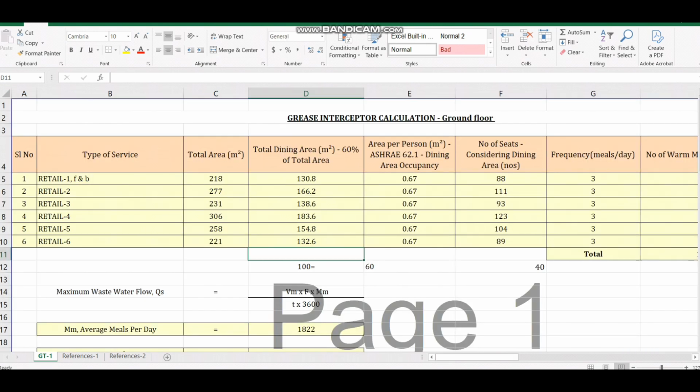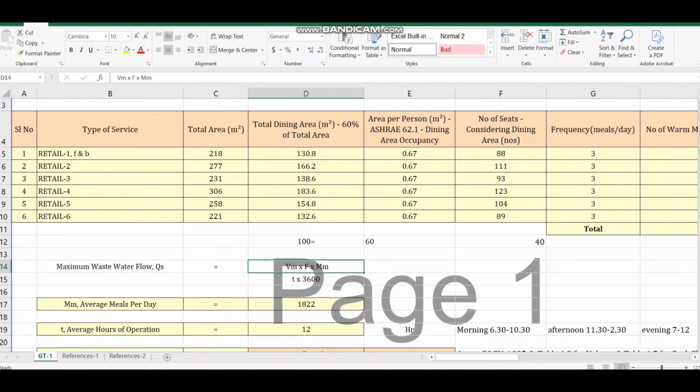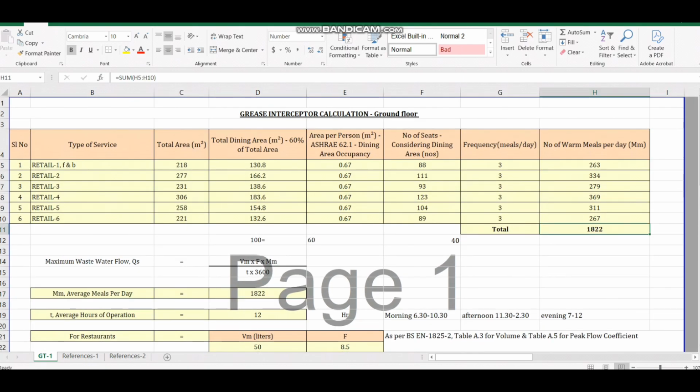Now we have the total number of meals. So we have one formula, that is the maximum wastewater flow: Qs is equal to Vm into F into M by T into 3600. I'm going to apply this formula to get the exact amount of flow, and from that flow I'm going to size the automatic grease interceptor. First I have copied this 1822 from this table. What we got here, 1822, I have copied here.